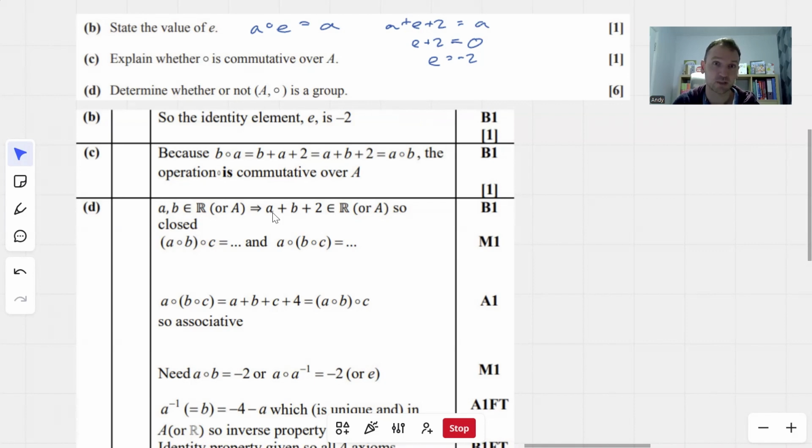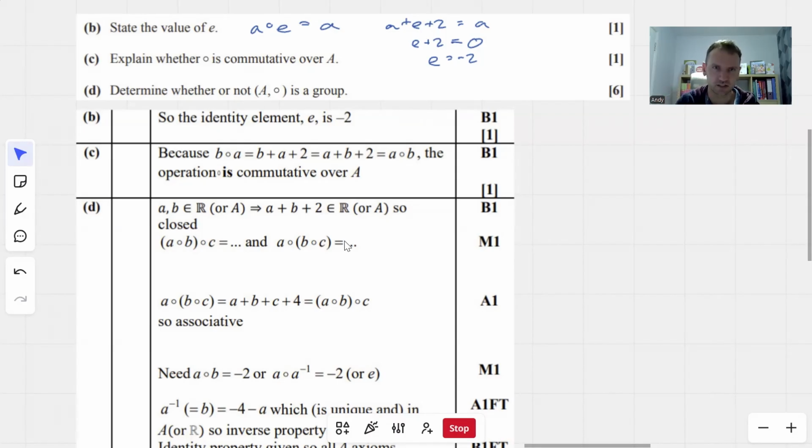And then you need to explicitly state, so A or B, which is A plus B plus 2, belongs to the real numbers. It wasn't sufficient just to say addition is closed in the real numbers. You needed to state clearly what you were doing there.